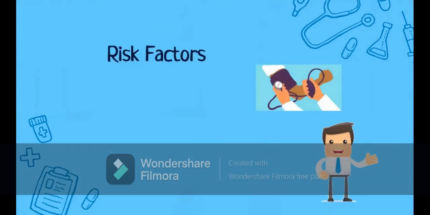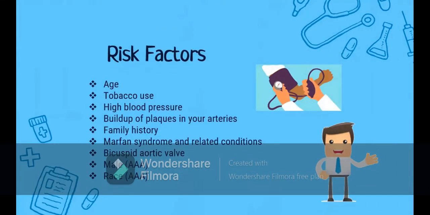Risk factors of aneurysm. The general risk factors are age, tobacco use, high blood pressure, buildup of plaques in your arteries, family history, Marfan syndrome and related conditions, and bicuspid aortic valve. And for abdominal aortic aneurysm are male sex and race.